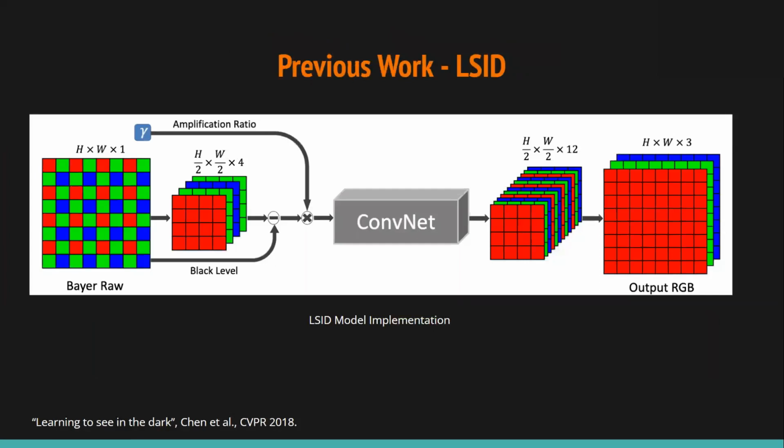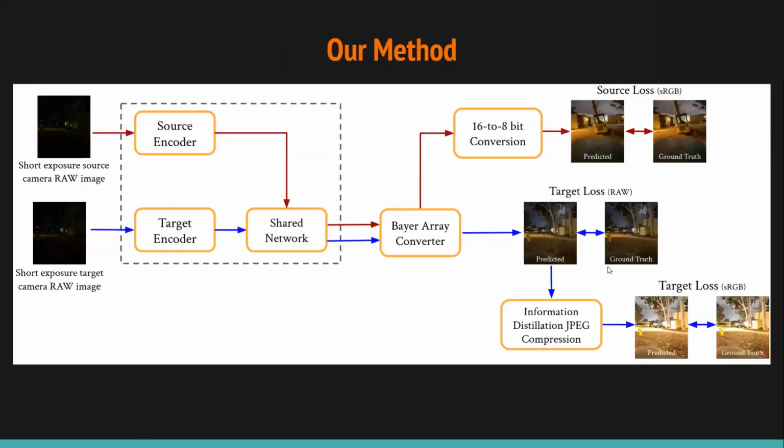This is the previous state-of-the-art work, Learning to See in the Dark. The input is a Bayer raw pattern, which is then demosaiced to get a 4-channel input. Then we multiply this by the amplification ratio, subtract the black level, and pass it through the convolutional neural network to obtain a 12-channel output, which is then subject to a pixel shuffle operation to obtain the output RGB.